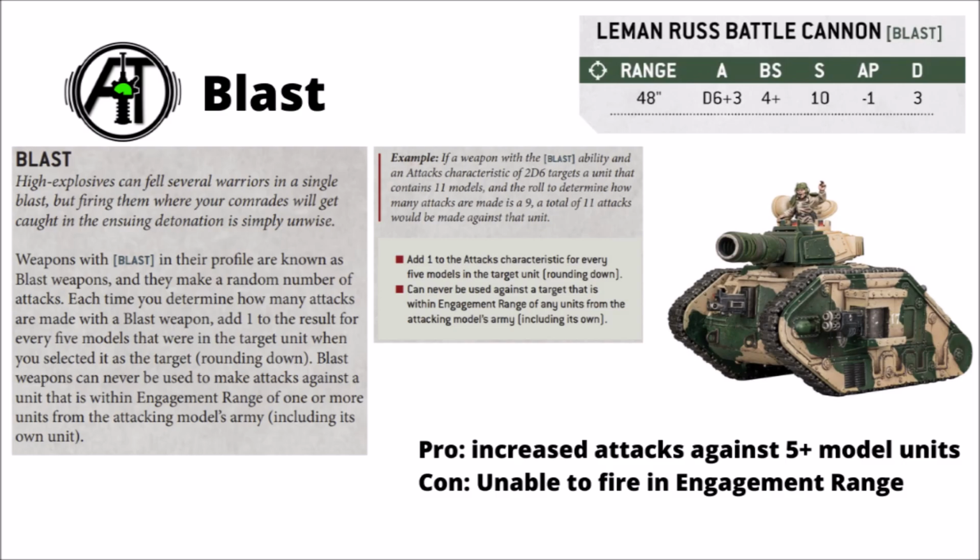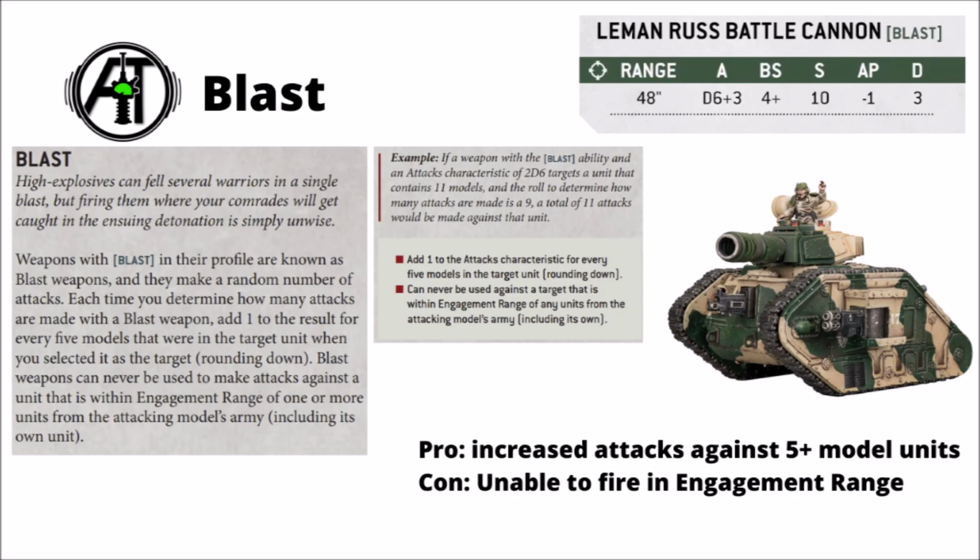Say for example, if the battle cannon targeted a unit that had 10 models in it, it would get d6 plus 3 attacks, so usually somewhere between 4 and 9, but then you'd also add 2 extra attacks to that due to the 10 models in the unit, as you've got 2 complete sets of 5. It does mean that blast weapons can be just massively strong against really big units, say 20 strong squads. You could be having an extra 4 attacks per blast weapon attacked at that unit.